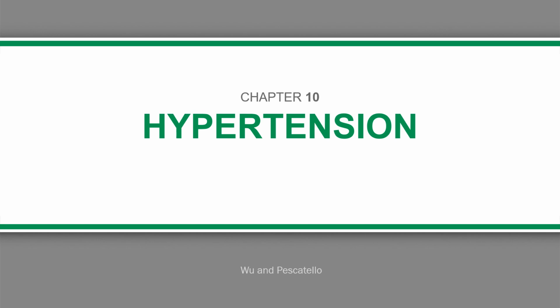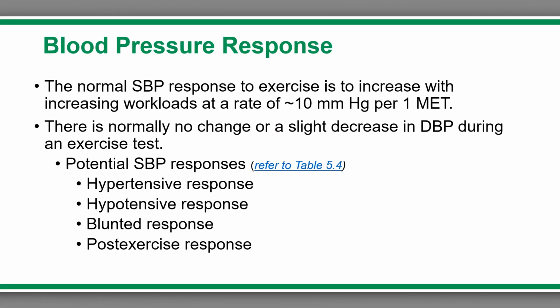Let's continue with hypertension. When you know what your MET level change per stage is, you have an idea about what your normal blood pressure response should be. Diastolic should change very little, or it might decrease slightly. Systolic will go up approximately 10 millimeters per 1 MET. That gives you an idea of whether it was a normal or more of a hypertensive response.